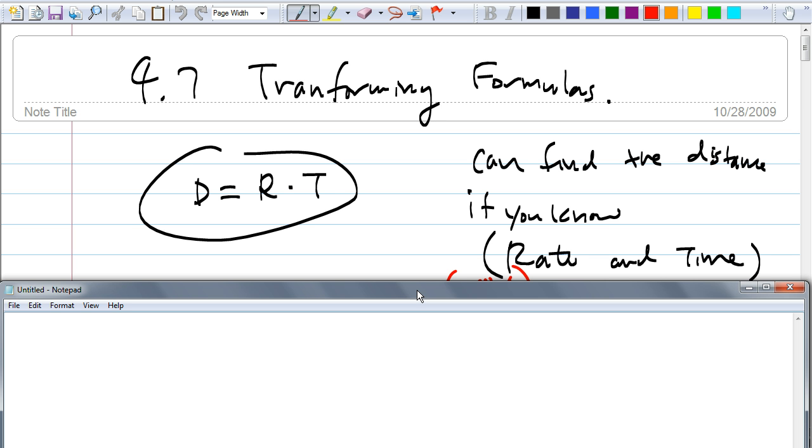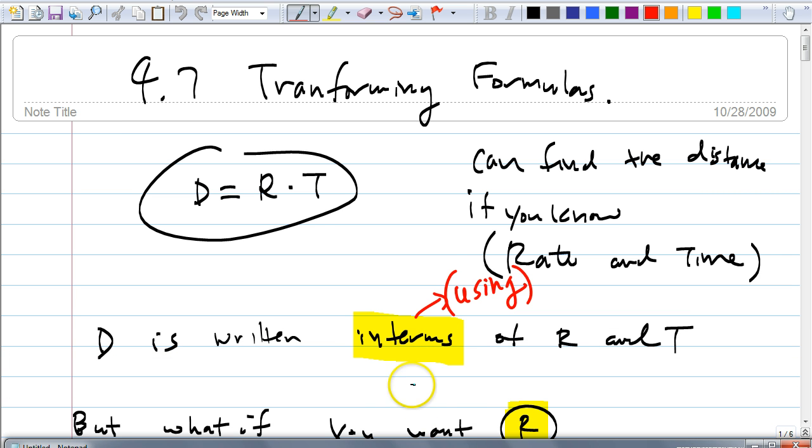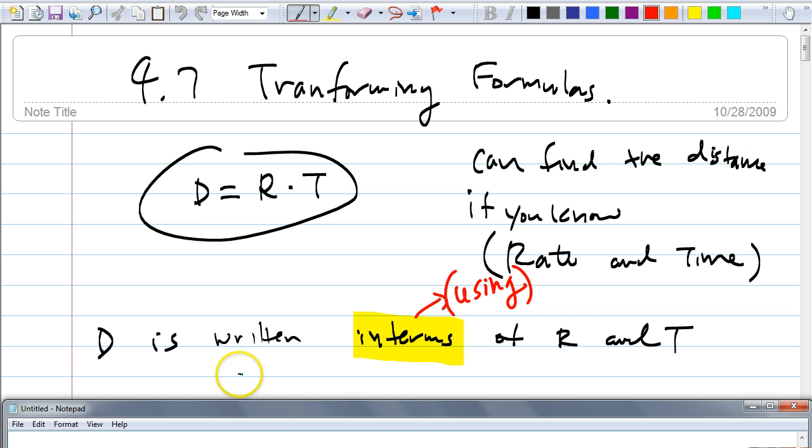But is there a way to transform this formula so that you can find time? By the way, we say D is written in terms of R and T. Okay, so write that down. You see how I have D is equal to RT? Look at D is equal to, what did they write D using? Which letters? R and T. These are the variables that are used to represent D.